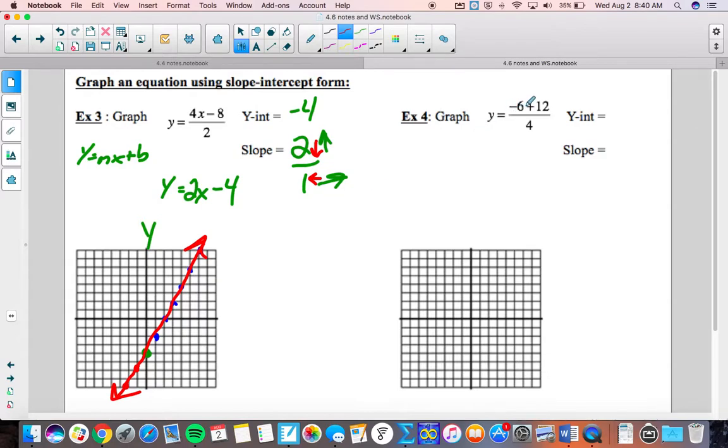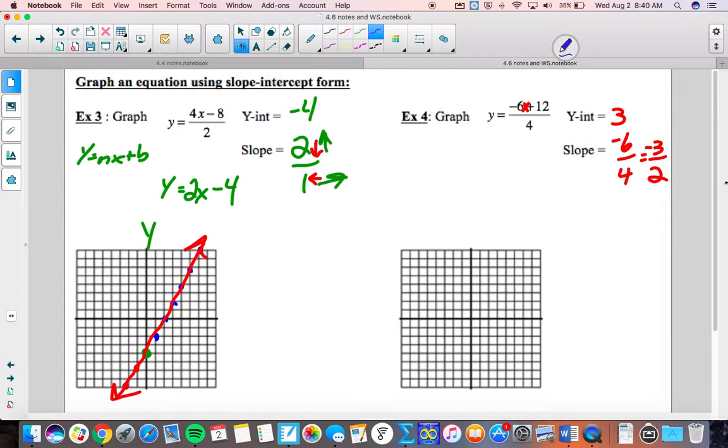Example number 4, I made a little boo-boo here. Let's put an x in there. I think it's supposed to be -6x plus 12, all divided by 4. So what's the y-intercept? It's not 12, it's 12 divided by 4, which is 3. What's the slope? Well, it's not -6, it's -6 divided by 4, which is equivalent to -3 divided by 2.